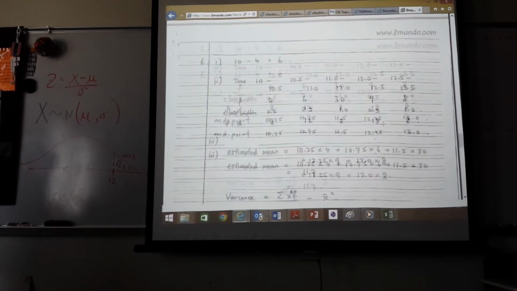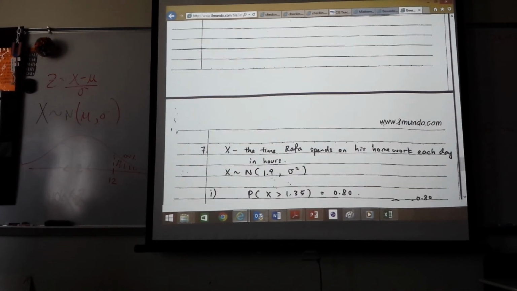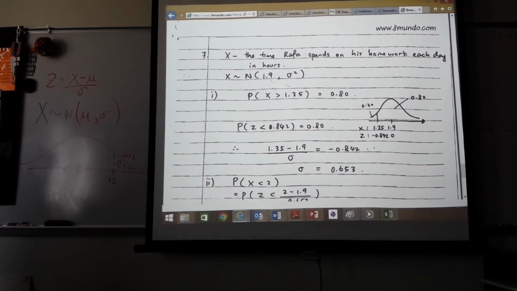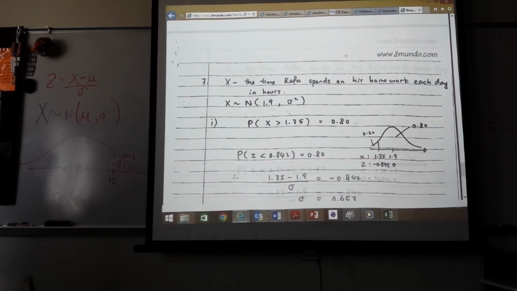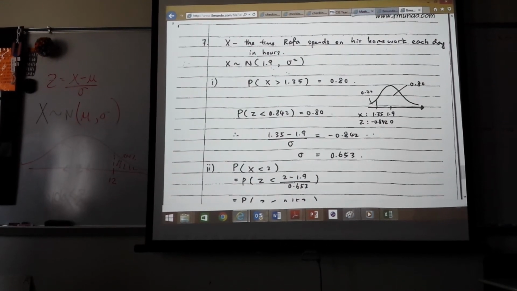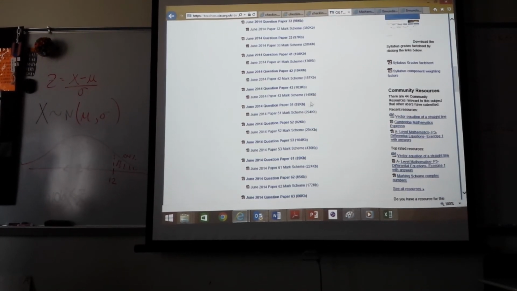Haven't seen one yet. Got nothing. There's a normal. How do I know? Because of the bell curve. Because I see this as well. Normal, right? So it's number 7. Do you guys remember the number? 62, May, June 2014. Yep. So I'm going to come back to my teaching site that I have access to, and it's May, June 2014.